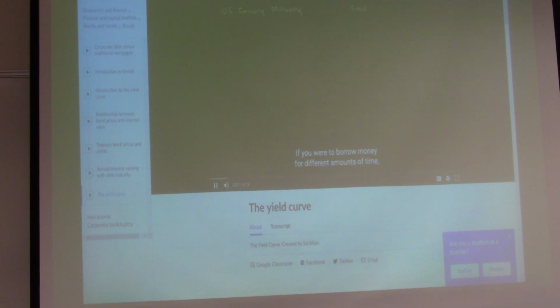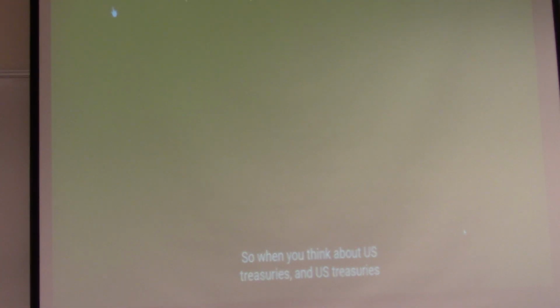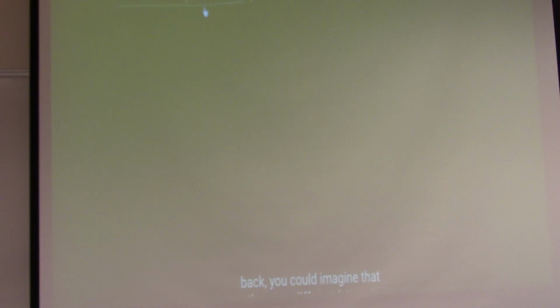If you were to borrow money for different amounts of time, you can imagine the person lending you the money might charge you a different annual interest rate depending on the perceived risk of having the money out there for that amount of time. And the same thing is true when people lend money to the federal government. So when you think about U.S. Treasuries, and U.S. Treasuries that have different maturity, maturity just means when is the government going to pay you back. You can imagine that there are different interest rates, or there's different yields to maturity on that debt.